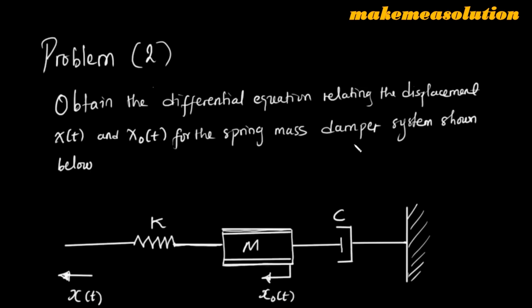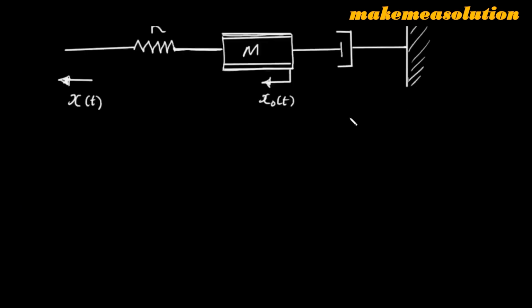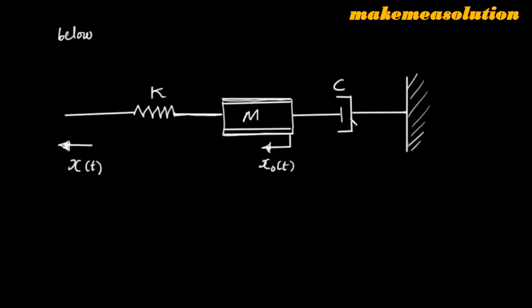So we are going to try to obtain the differential equation that relates the displacement x of t and x naught of t for the spring mass damper system shown below. Now we are given this particular spring mass damper system and we want to find the differential equation relating these two different displacements. So let's go.